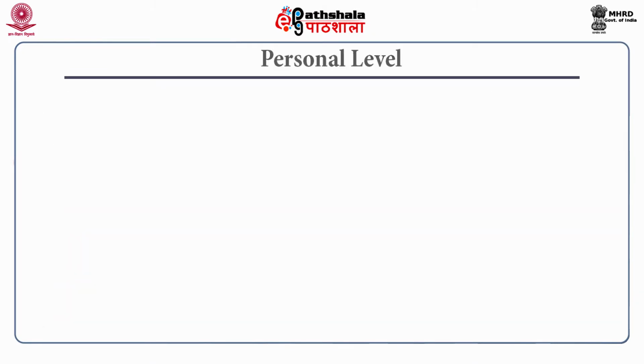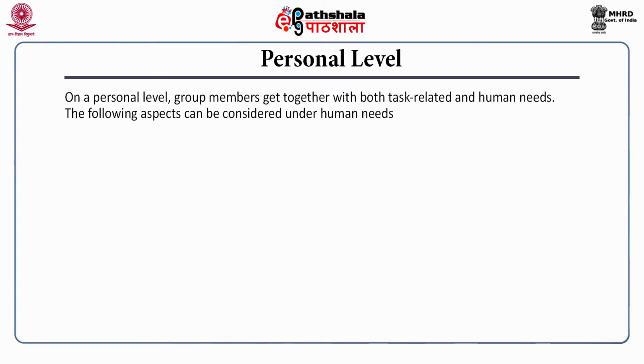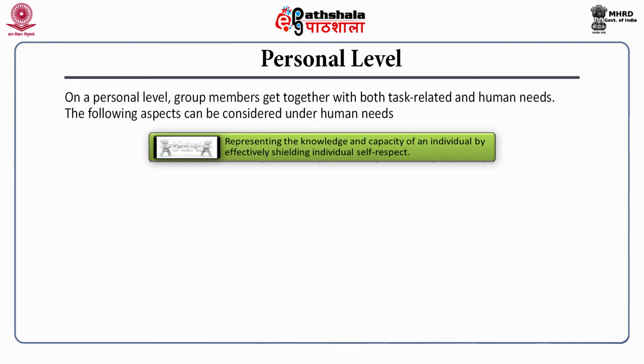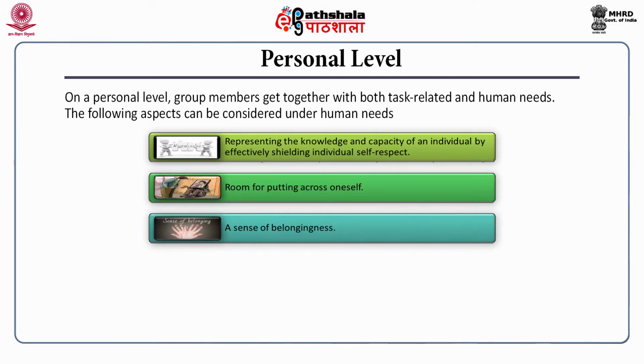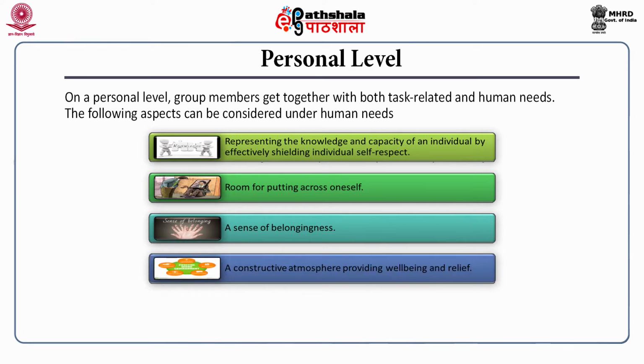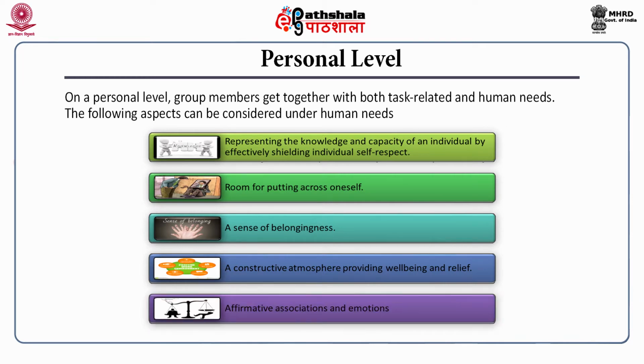When we talk about the personal level, the group members get together with both task-related and human needs. The following aspects can be considered under the human needs. First, representing the knowledge and capacity of an individual by effectively shielding individual self-respect, room for putting across oneself, a sense of belongingness, a constructive atmosphere providing well-being and relief, affirmative association and emotions.